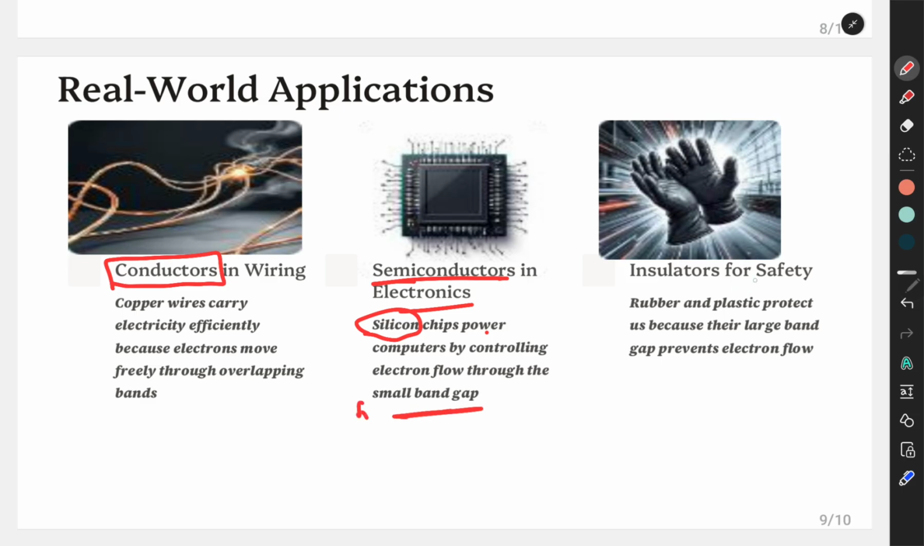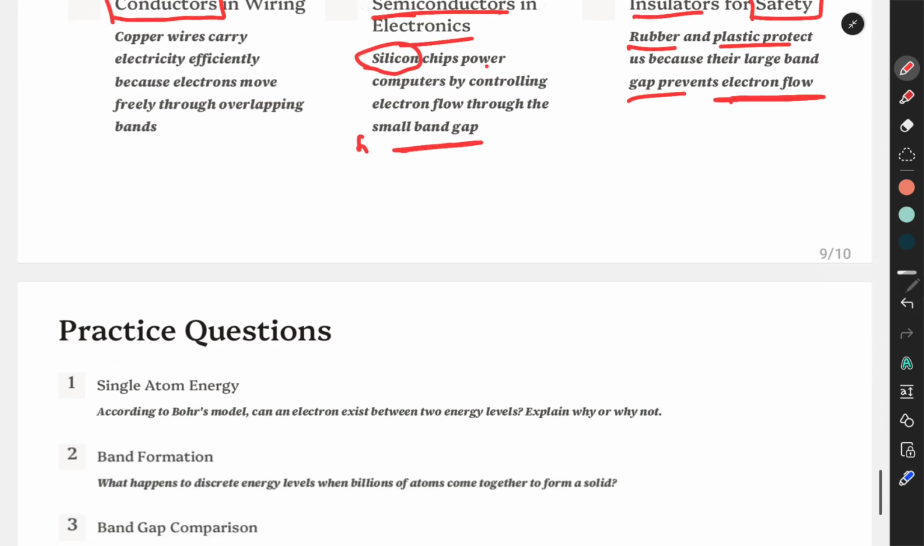Coming to insulators, they can be used for safety purposes. As they do not conduct electricity, they are used to avoid conduction. Rubber and plastic can protect us because there is a large band gap and it prevents the electron flow, it prevents the electricity, so we can use insulators for safety purposes, right? So these are the applications for conductors, semiconductors, and insulators.